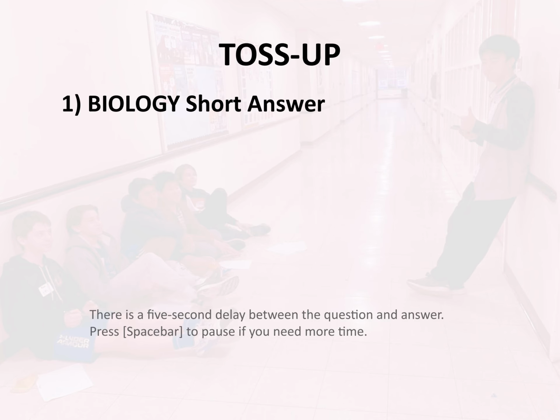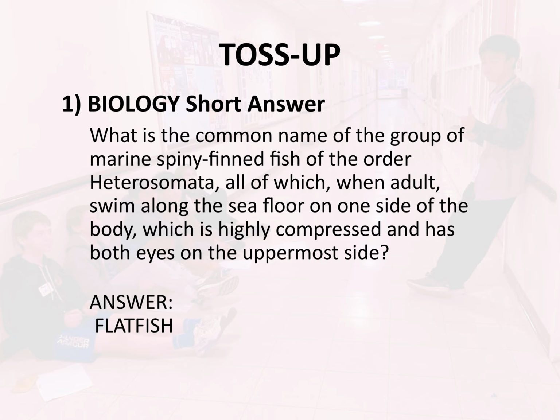Toss-up 1. Biology. Short answer. What is the common name of the group of marine spiny fin fish of the order Heterosomata, all of which, when adult, swim along the sea floor on one side of the body, which is highly compressed and has both eyes on the uppermost side? Answer. Flatfish.